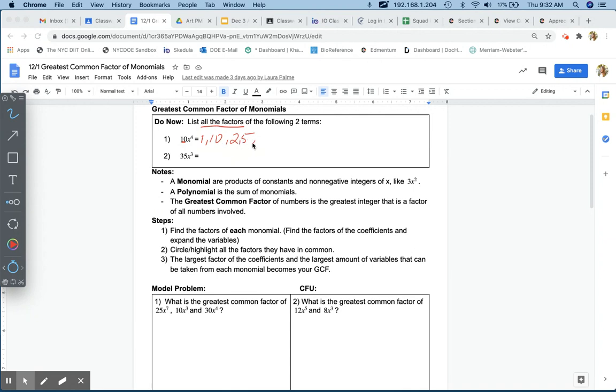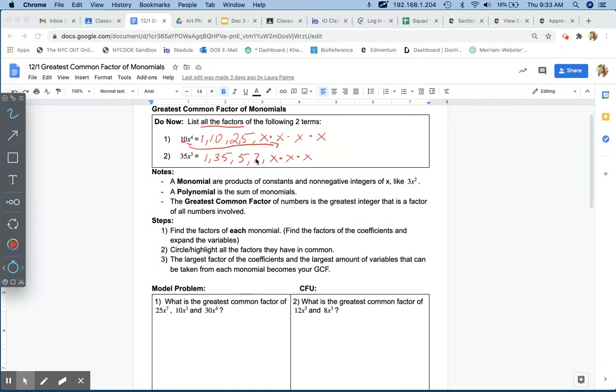So I'm just going to expand the x's. So I know I have x times x times x times x. x to the fourth is the same thing as x times x times x times x. So I'm just going to expand that. And then for the next one, 35, I'm going to start with 1 and 35. And then 2 doesn't go in. No. But 5 does go in. So I have 5 and 7. And then I'm going to expand my x's.